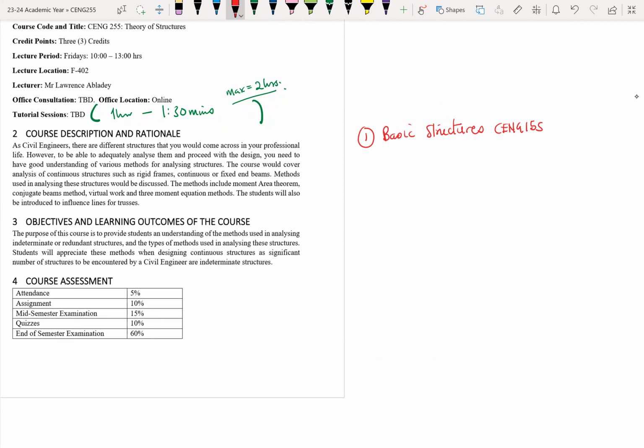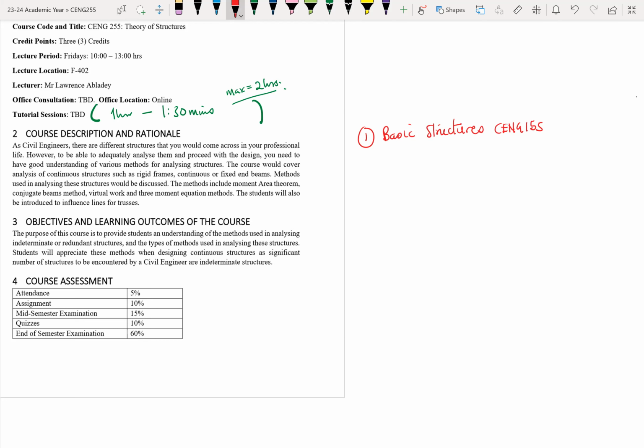And so that is the first component of the structural analysis topics. With basic structures, typically your focus would be on the fundamental structural analysis, right? So you get to understand what the force mechanism is, what moments are, and go through how to resolve forces in the respective Cartesian directions.